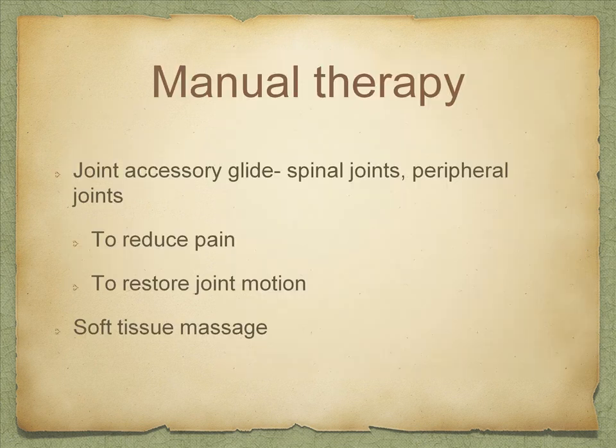Next, we move on to manual therapy. Manual therapy includes joint accessory glides on the spinal joints or peripheral joints with the aim of reducing pain and improving joint motions at segmental level. We also perform soft tissue release in order to reduce pain and to improve patients' flexibility.